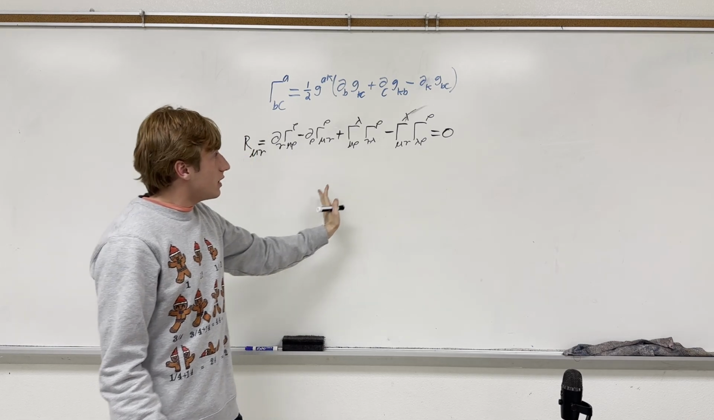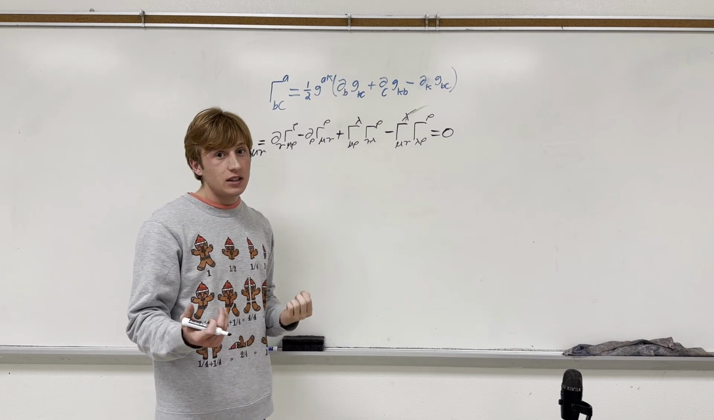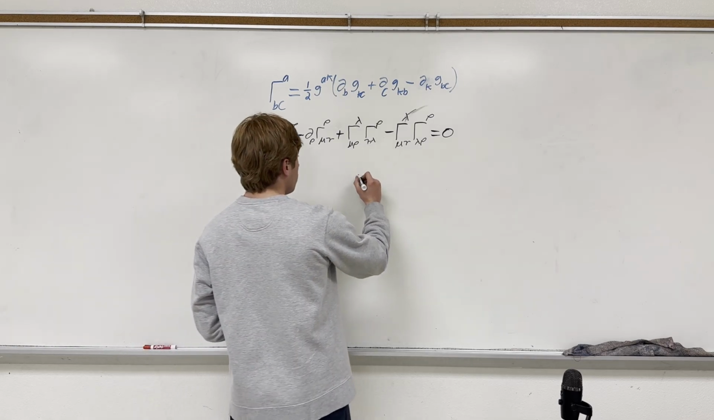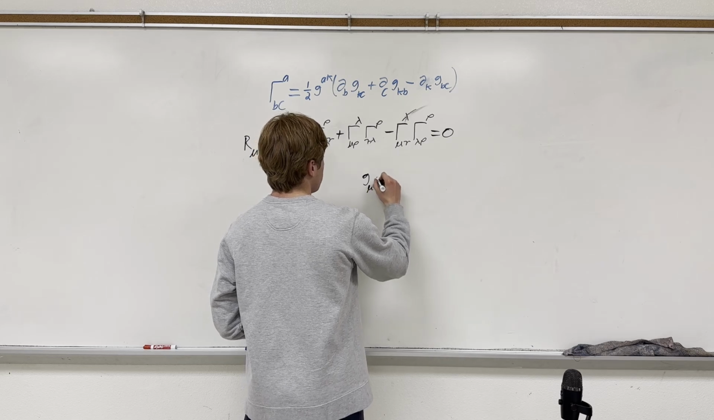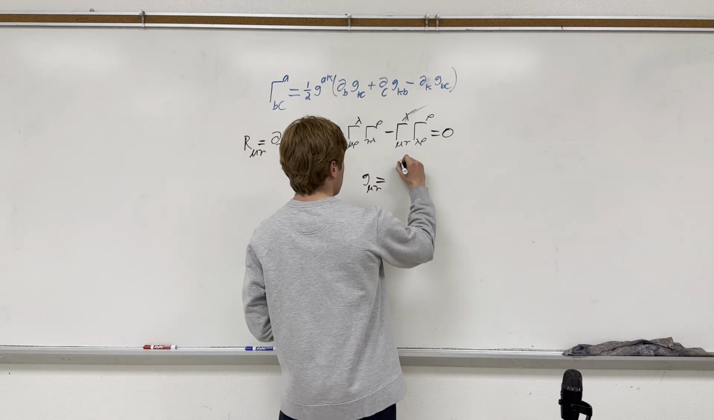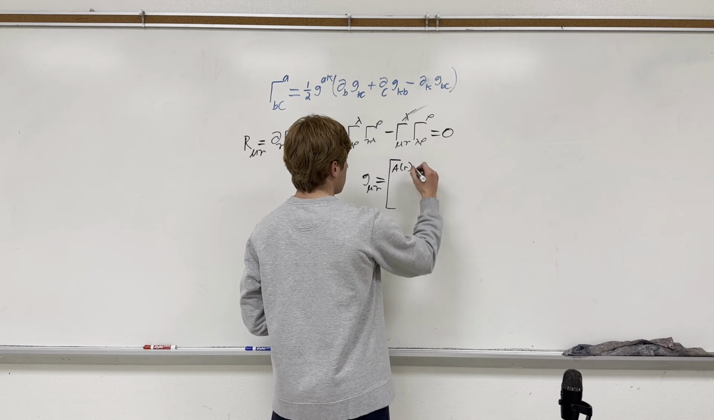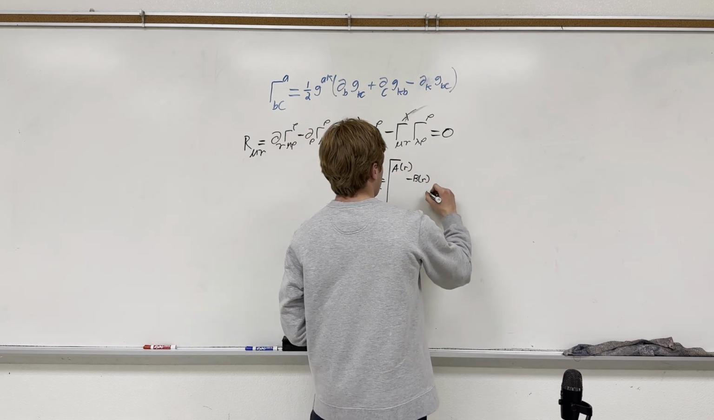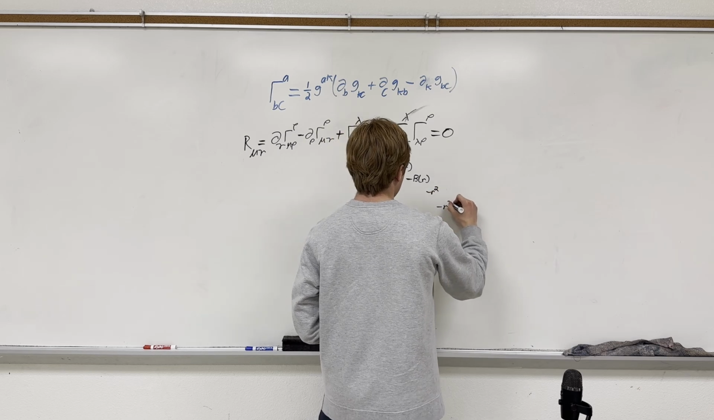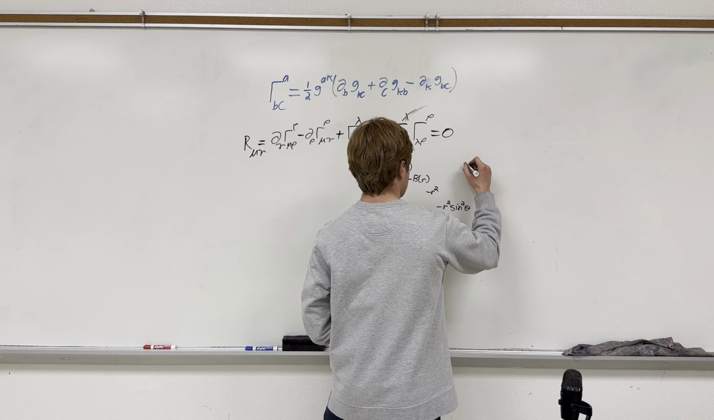So let's get calculating, but before we do, what we're going to need is our metric. We're going to be assuming that our metric, g mu nu, is going to be in the following form. We're going to have a of r, minus b of r, minus r squared, and then minus r squared sine squared theta.